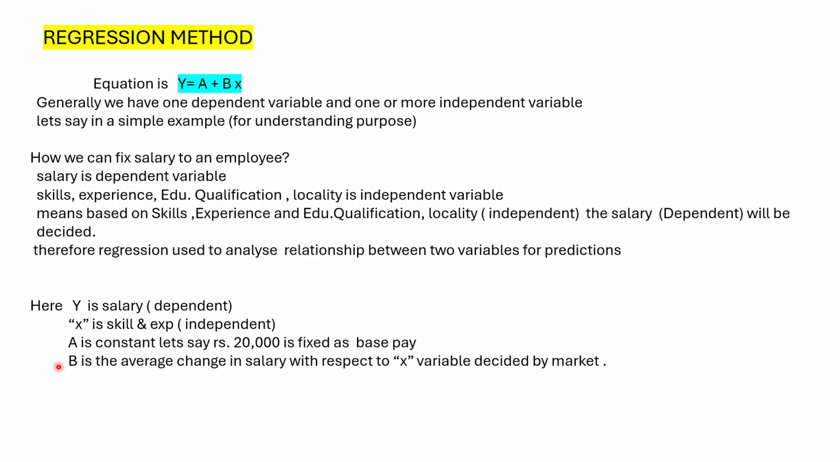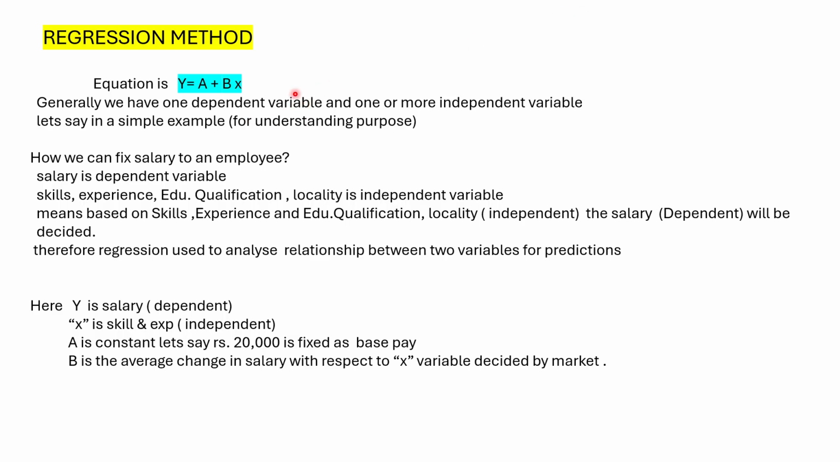Then what is b? b is the average change in salary with respect to x. For every change we have in x, what will be the change we get in y. So b, we can call it the slope, which is nothing but the average change in salary with respect to the x variable, decided by the market. In this case, based on the skills and experience, what salary we can fix will be decided by the market. So based on that x variable, how much change I can get in y, we call this the slope, and we name the slope b.